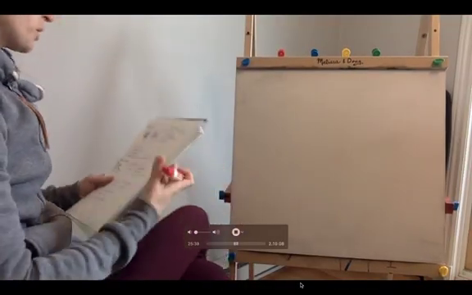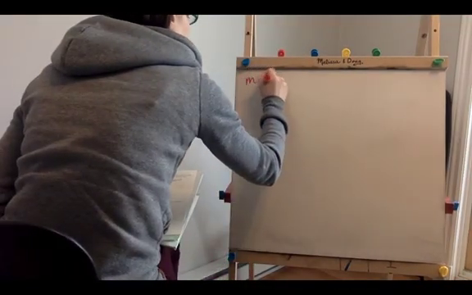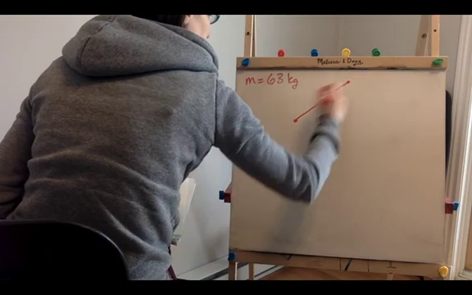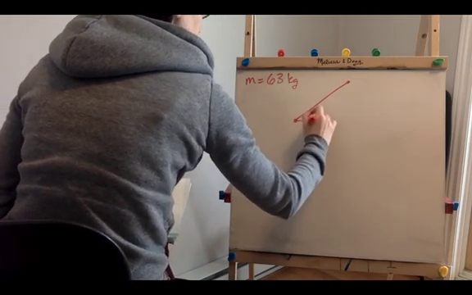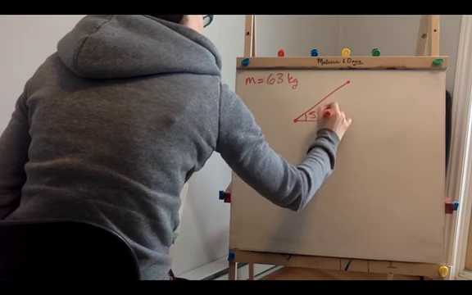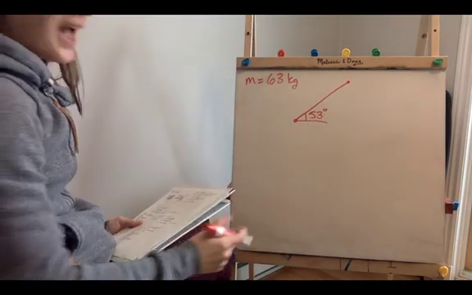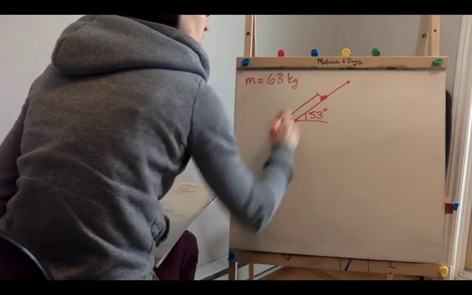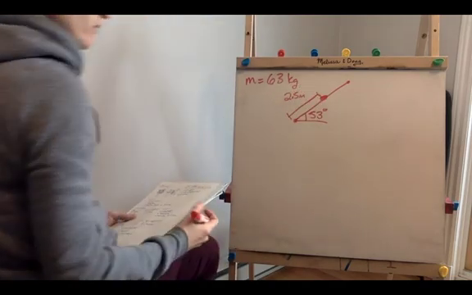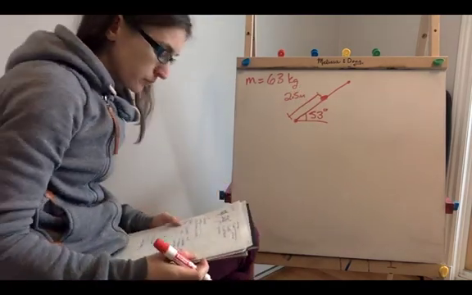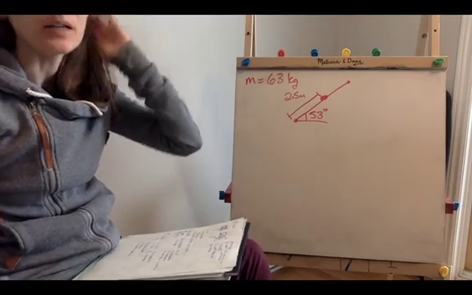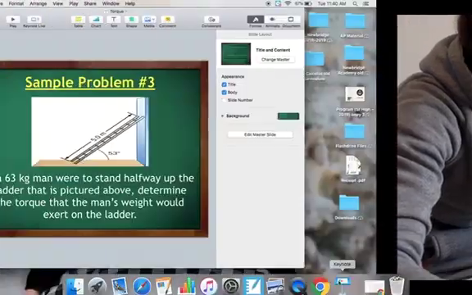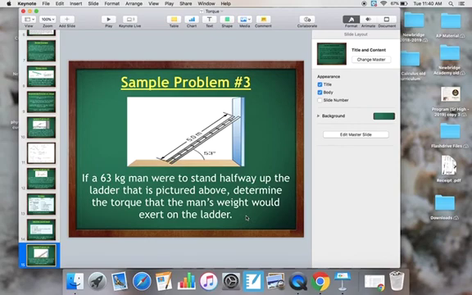Okay, so in this one, again, we have that the mass of the man is 63 kilograms. We have the following kind of diagram. We know that's the ladder. That's an angle of 53 degrees. Okay, the man is standing halfway up the ladder. So our man is standing here, and since the ladder is 5 meters long, that distance is going to be 2.5 meters. Okay, now we're being asked about, again, the torque that his mass is exerting. I'm going to reread the question just to make sure: determine the torque that the man's weight would exert on the ladder.